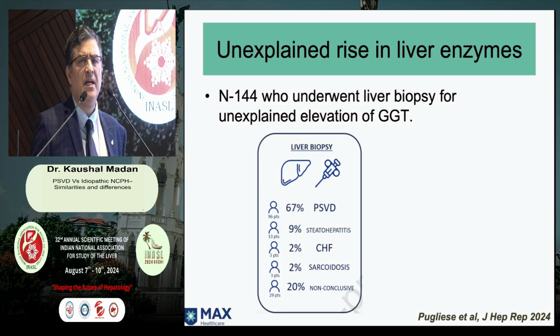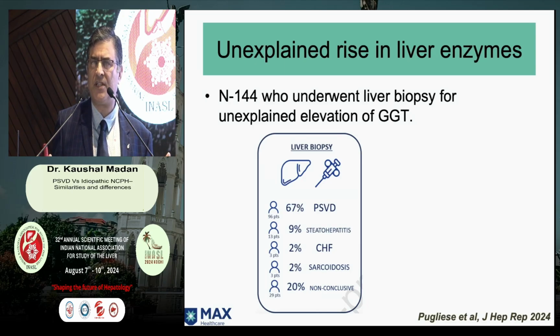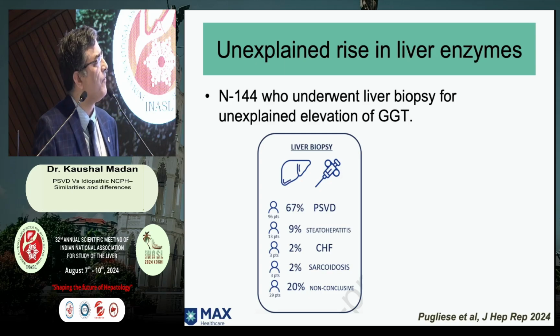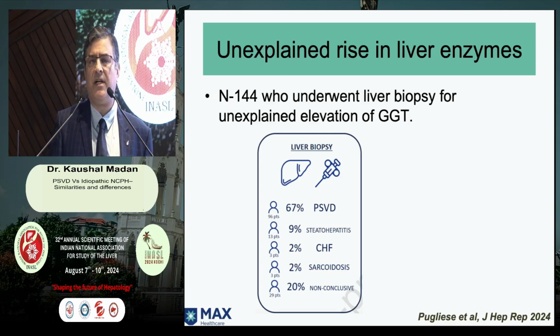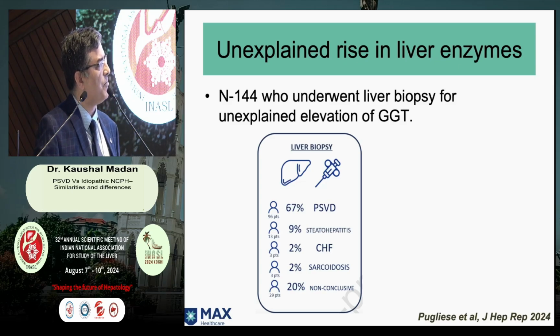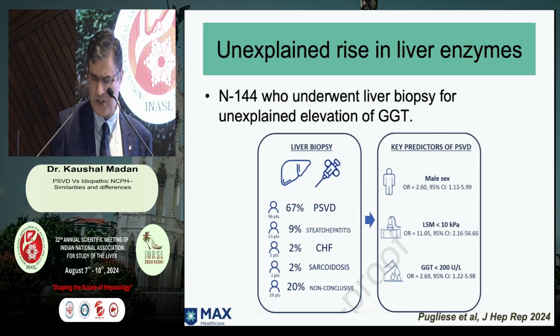In other patients, day in, day out, we see patients who have unexplained rise in transaminases. Despite everything, we are not able to reach a diagnosis, and we label them as having maybe NAFLD. In 144 patients who underwent liver biopsy for unexplained elevation of GGT, 67% had PSVD. This was published recently, a European study.